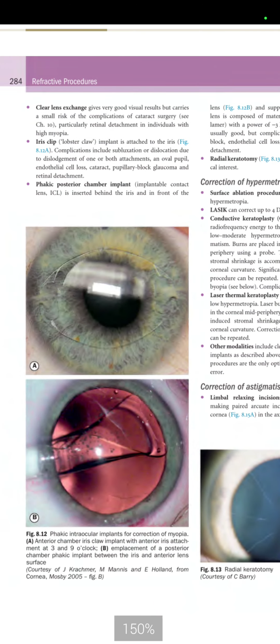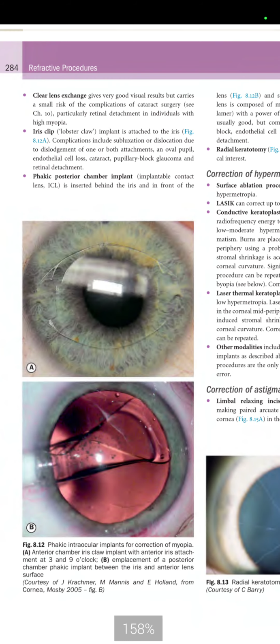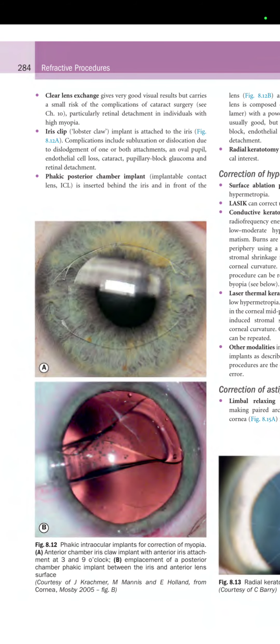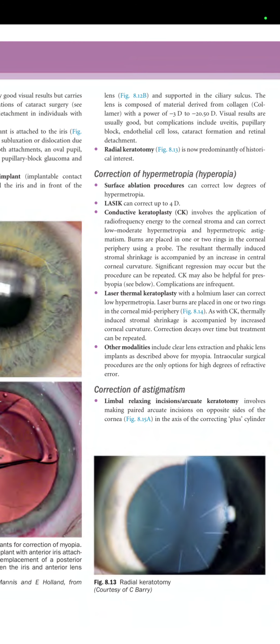So let's see the figures. You can see 8.12. It's showing the phakic intraocular implants for correction of myopia. A is showing the anterior chamber iris claw implant with iris attachment at the 3 and 9 o'clock positions. So this is an iris claw. B is showing placement of the posterior chamber phakic implant between the iris and the anterior lens surface. So this is basically the patient getting the contact lens posterior chamber implant. And this is showing the radial keratotomy. You can see the incision marks on it.